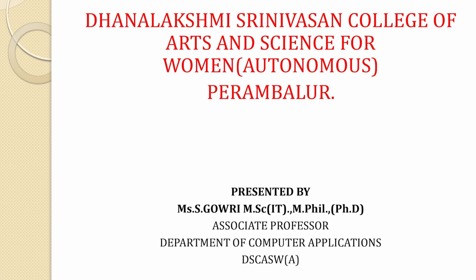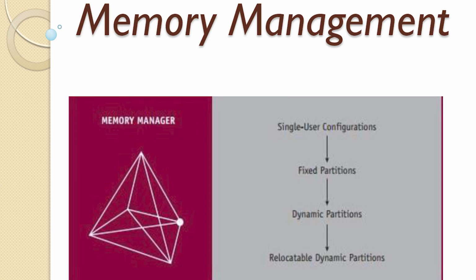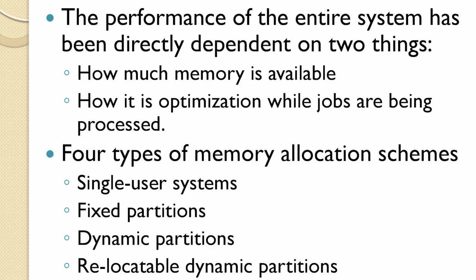I am going to take the topic on memory management. Memory means it is the storage capacity. Memory will be divided into two parts, primary memory and secondary memory. So management of main memory is critical. The performance of the entire system is directly dependent on two things: how much memory is available, and how many jobs are being processed.